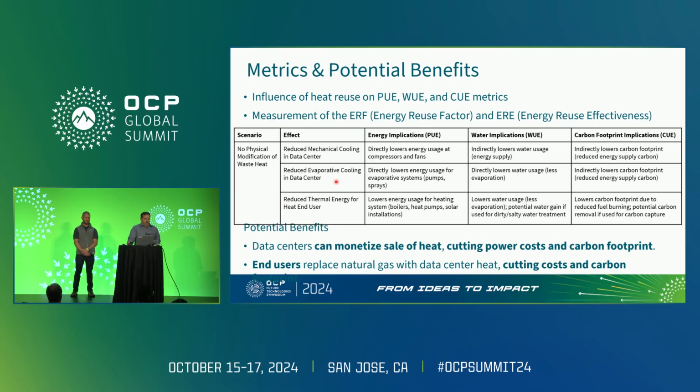If you're reducing your evaporative cooling in your data center, again, lower energy, definitely lowers the water usage, less evaporation, and then indirectly lowers the carbon footprint. And then on the heat user side of things, we've already talked about that, it's lowering the energy used for your heating system. So the potential benefits are both for the data center side, if you can monetize the sale of the heat, cutting power cost and carbon footprint, and then on the end user side, replacing natural gas with data center heat, cutting the cost and carbon.